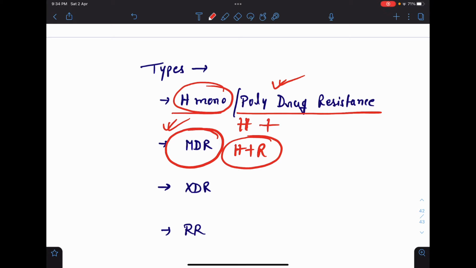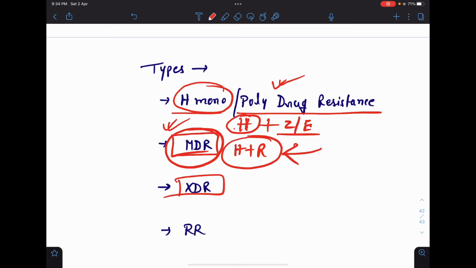Okay, so that is the difference between polydrug resistance and multi-drug resistance. Polydrug resistance means resistance against isoniazid plus any of the other first line drugs except rifampicin. That means isoniazid plus pyrazinamide or ethambutol. But resistance to isoniazid and rifampicin, if it is there, it is known as multi-drug resistant tuberculosis.